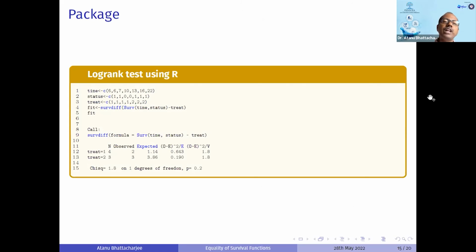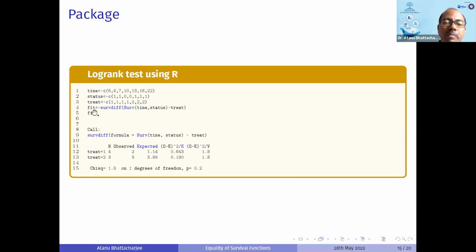Basically, time is given for all the individuals' times of measurement, and I prepared simple data here. You give time as 6, 6, 7, 10, 13, 16, 22, status as 1, 1, 0, 0, 0, 1, 1, and treatment as 1, 1, 2, 2, 2. Then we can use the function Surv, with capital S, taking time, comma, status, and thereafter treatment. These functions are available in R in the library called survival, and thereafter we can call the fit functions.